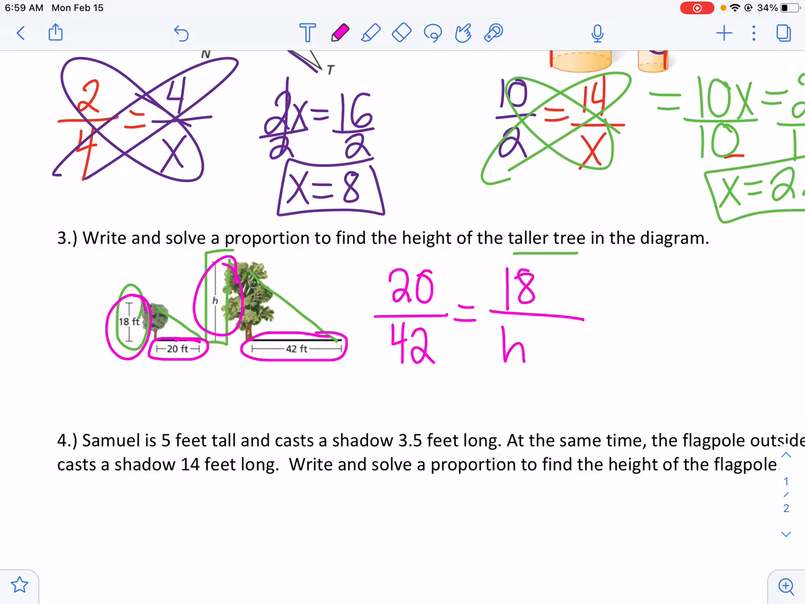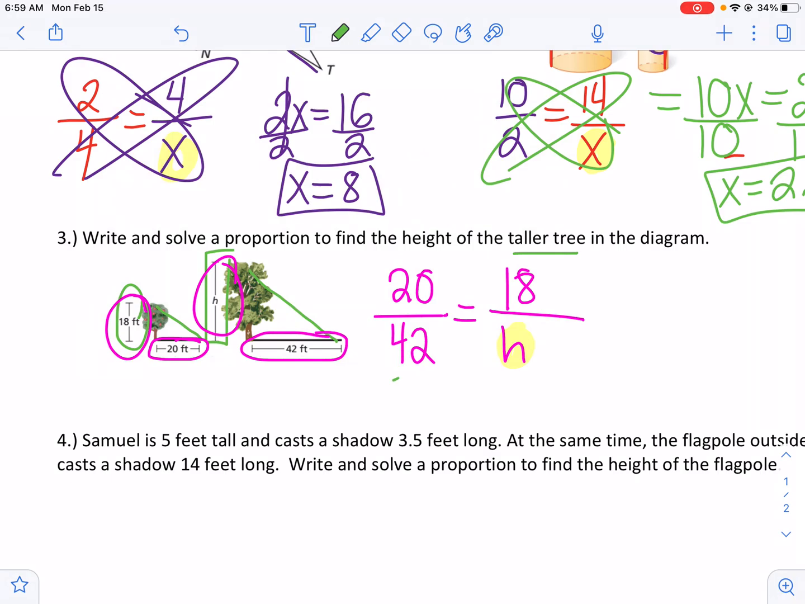Now look here, I'll highlight in yellow that for all of our problems so far, the x or the unknown has been in the bottom. Doesn't always have to be the case. That just is how I end up setting them up. Okay? So just take note of that, it doesn't always have to be the case.